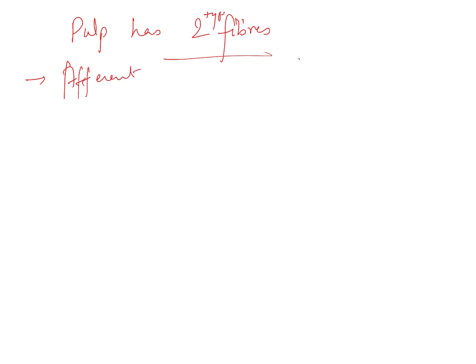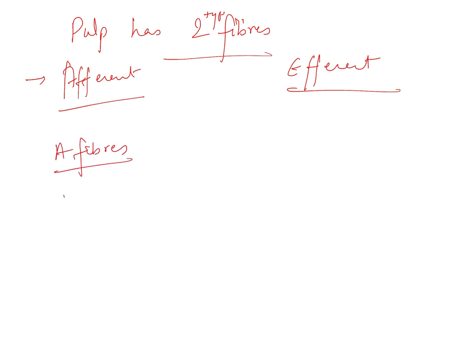Now see, pulp has two types of fibers. Two types: afferent and efferent, basically a broad category. Afferent fibers will perceive pain, and efferent fibers will control the microcirculation of the pulp, inflammatory reactions, and regulate dentinogenesis. Now basically A fibers are there, C fibers are there. A fibers are large diameter, C fibers are small diameter, and A fibers are myelinated, and C fibers are unmyelinated.